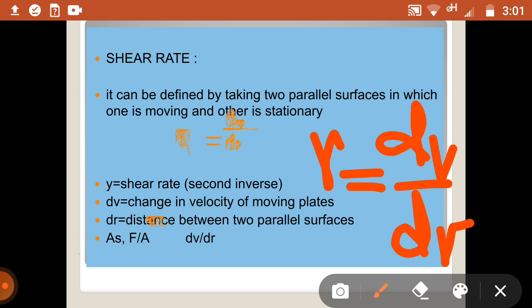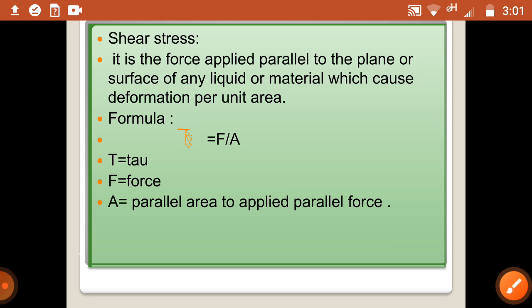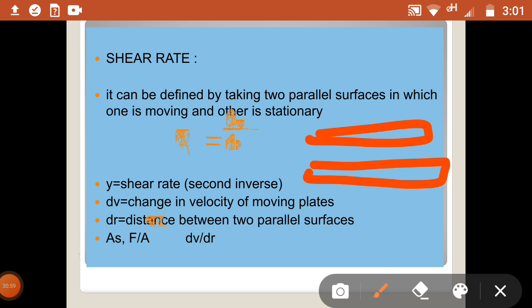It can be defined by taking two parallel surfaces. Suppose this is one parallel surface and this is the second parallel surface. They are both equal parallel planes. One is stationary; this is the base of the container, which is stationary, and this is the liquid layer which is moving. This is the change whenever the parallel force is applied, and it is the shear rate.